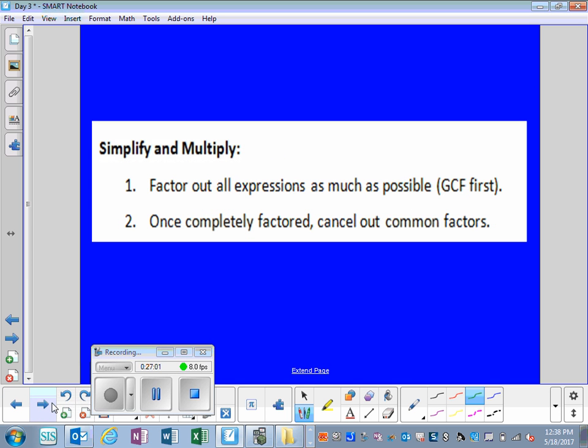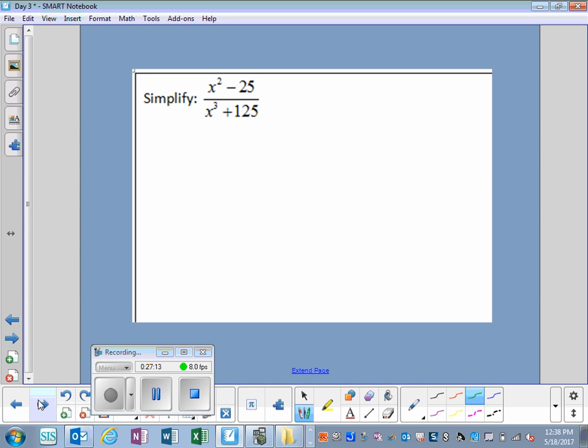Okay. Simplify and multiply. Factor everything, every numerator, every denominator. Cancel out factors that are on the top and on the bottom. Let's see. Numerator. What can I do? DOS. X plus 5. Good. So, what is my first parenthesis? X plus 5. And my second parenthesis?